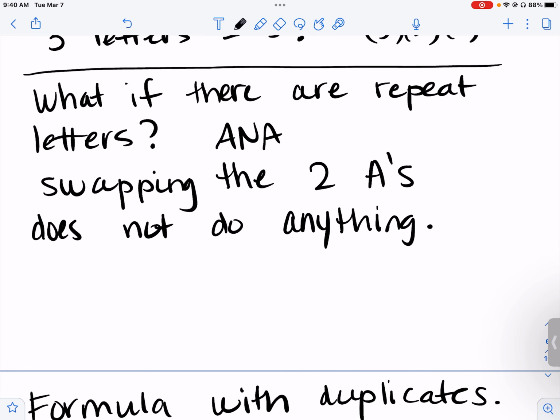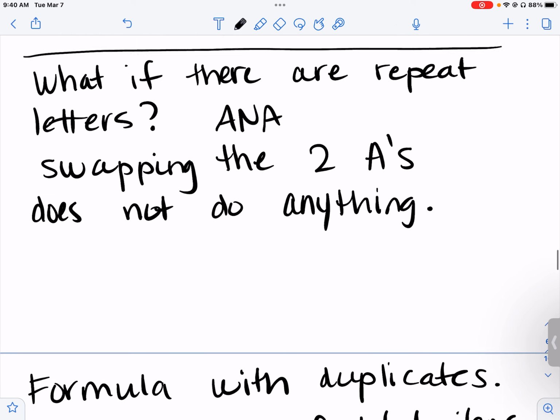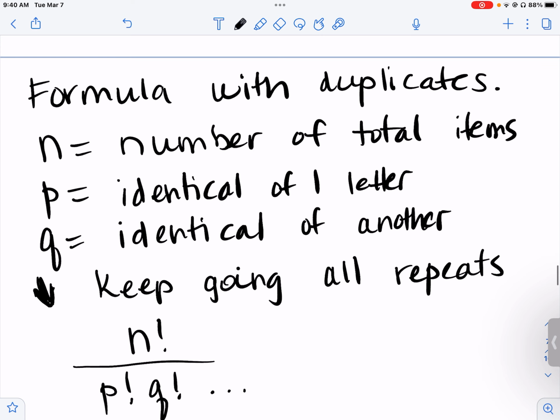What if there are repeat letters like A, N, A? Swapping the 2 A's does not do anything. Okay, so the formula when you have duplicates, repeats: n equals the number of total items. p equals how many are identical of one letter. q is how many identical of the next letter. And you keep going with all the repeats.